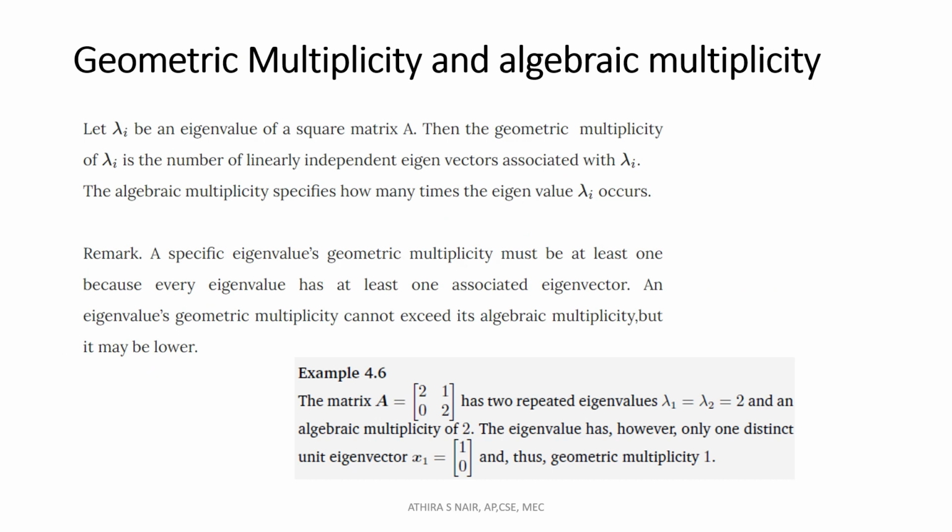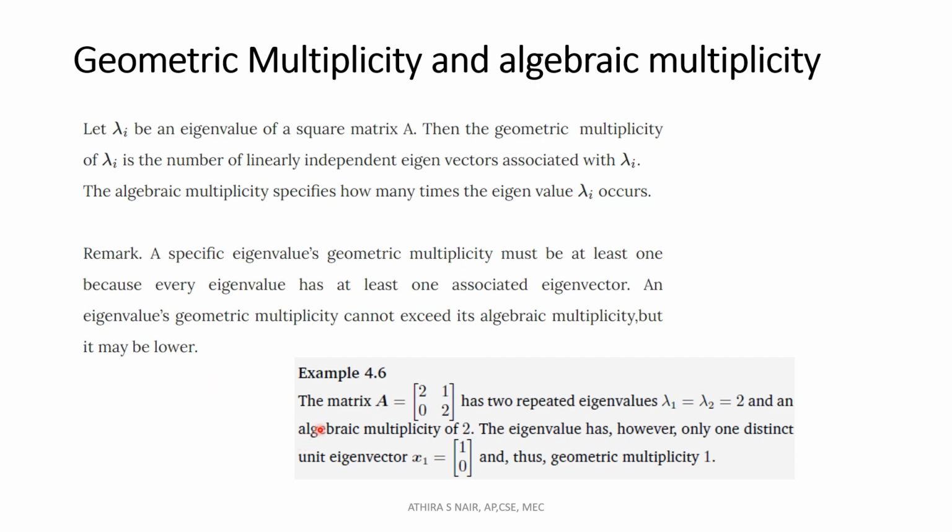Now, the next section is geometric multiplicity and algebraic multiplicity. Let lambda_i be an eigenvalue of a square matrix A. Then the geometric multiplicity of lambda_i is the number of linearly independent eigenvectors associated with lambda_i. The algebraic multiplicity specifies how many times the eigenvalue lambda_i occurs. A specific eigenvalue's geometric multiplicity must be at least 1 because every eigenvalue has at least one associated eigenvector. An eigenvalue's geometric multiplicity cannot exceed its algebraic multiplicity, but it may be lower.